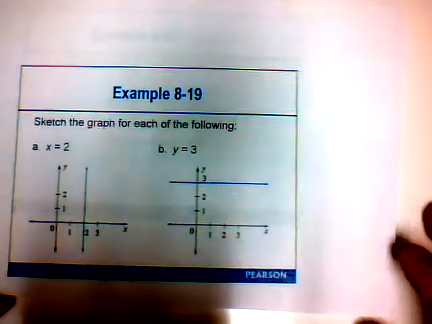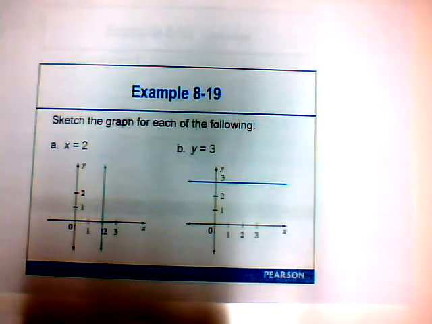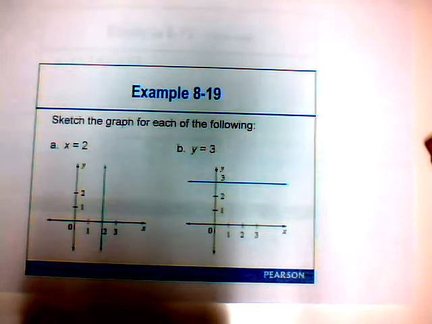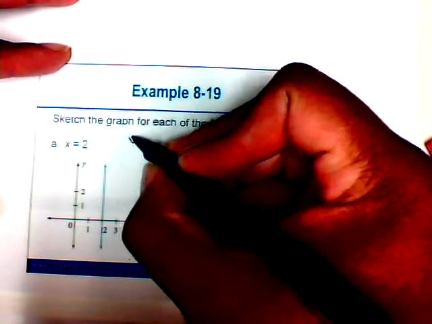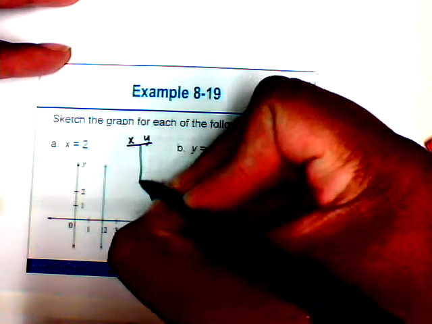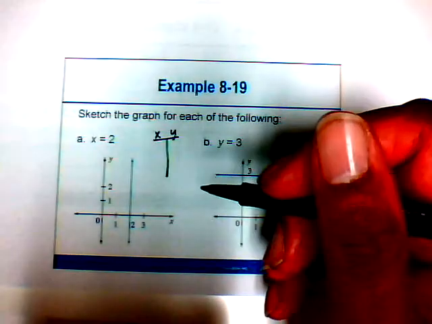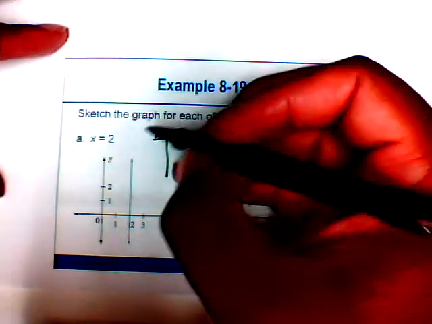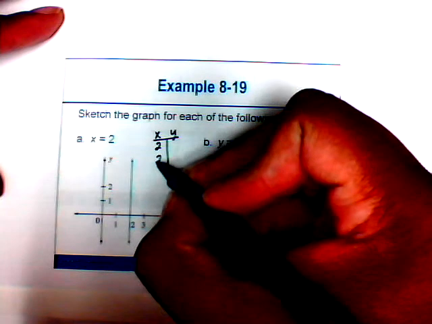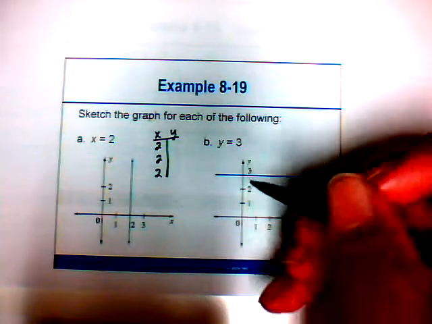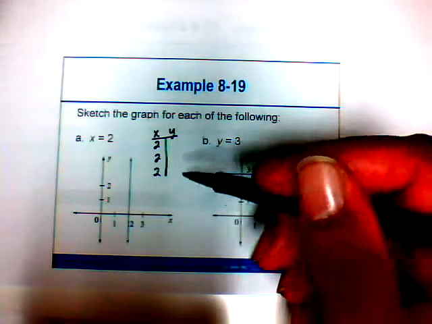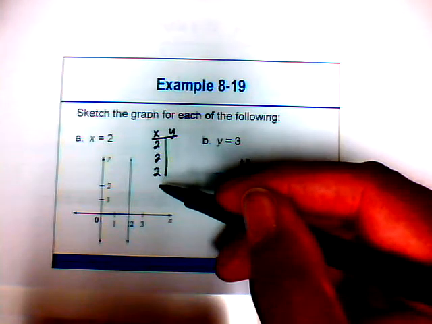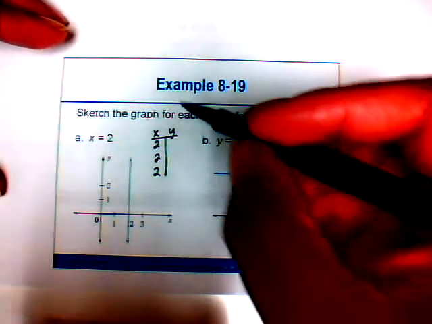Let's look at sketching the graph of each of the following. Like A has x is equal to 2. Now, I'm going to use an XY table to show you how this is going to be done. So to graph x equals 2, I can assign y as any arbitrary value, but my x is equal to 2, so that means the x-coordinate that I choose to graph this must be equal to 2. The y can be anything I want to.